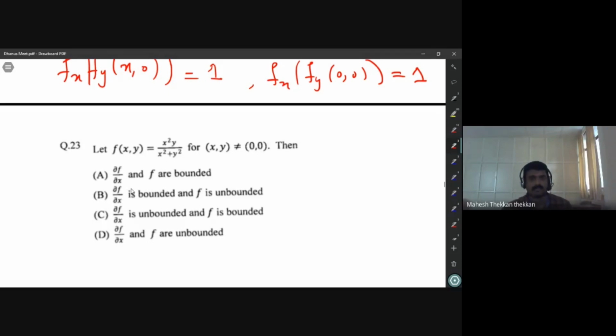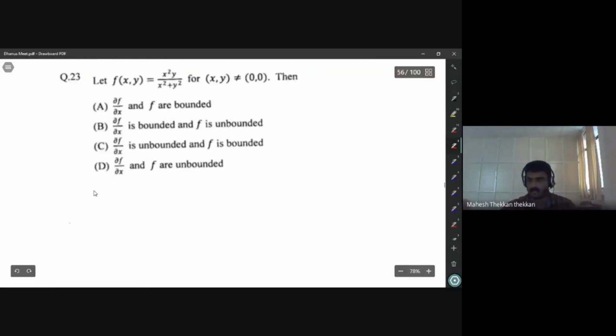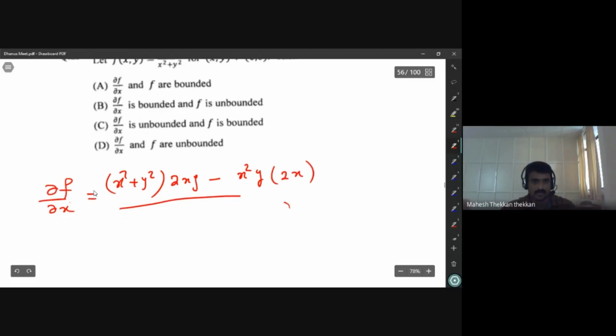So what about dou f by dou x? Just compute the partial derivative. What is that? So you first compute dou f by dou x. Dou f by dou x is equal to x square plus y square into, I just use the quotient rule, 2xy minus x square y into 2x, divided by x square plus y square whole square.